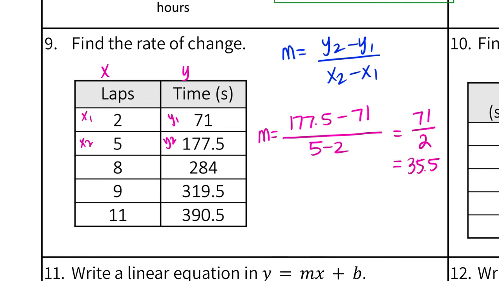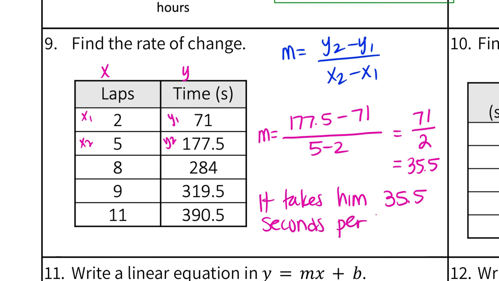So this person swims, I'm just going to put he. Or it takes him 35.5 seconds per lap.